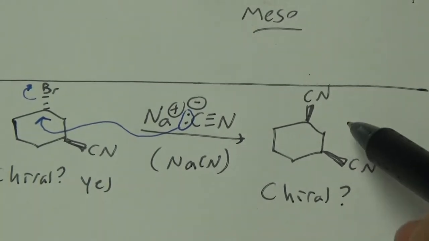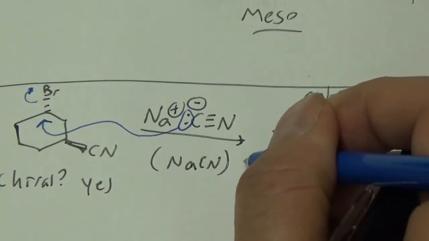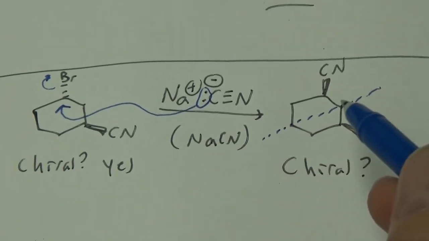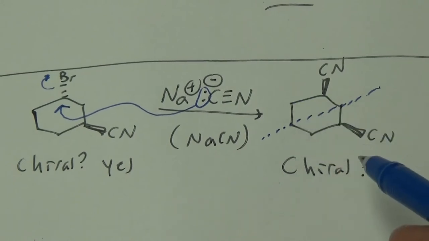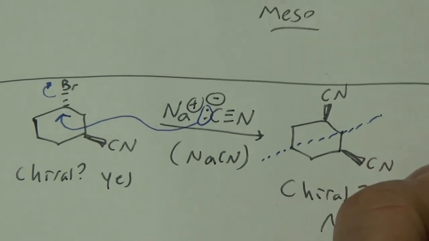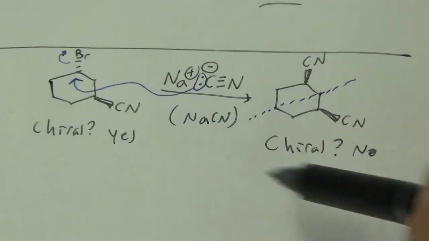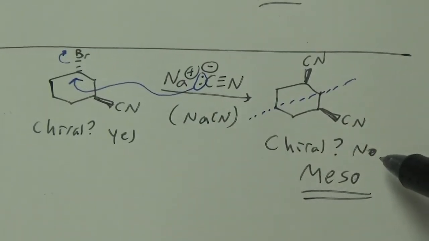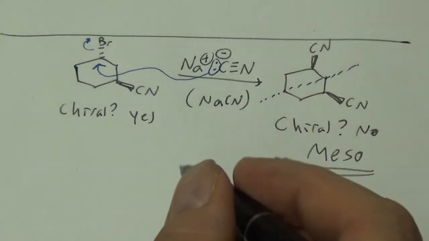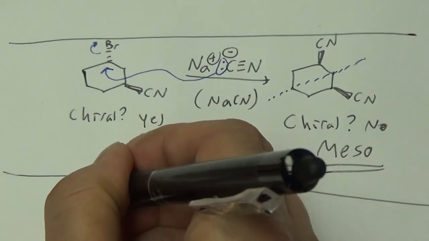Chiral or not? It looks like you've got two chiral centers, but now it almost looks like the top mirrors the bottom, and you might say, oh, the top mirrors the bottom, it's not chiral, it's also meso. Okay, so just another example. Here we went from a chiral molecule to another molecule, but it's achiral and it's meso. Just for fun, we'll look at the alternate version of this.